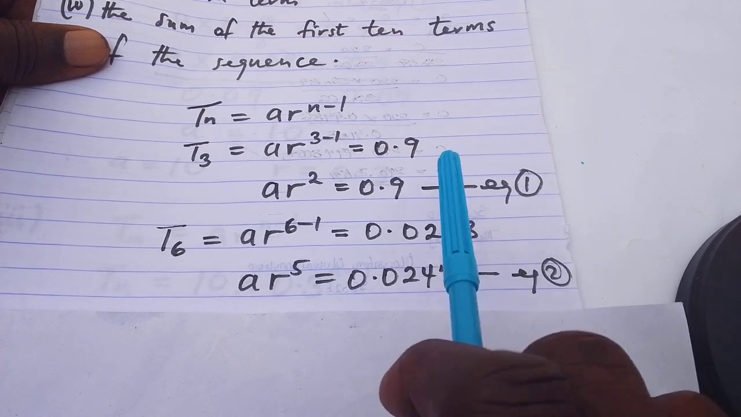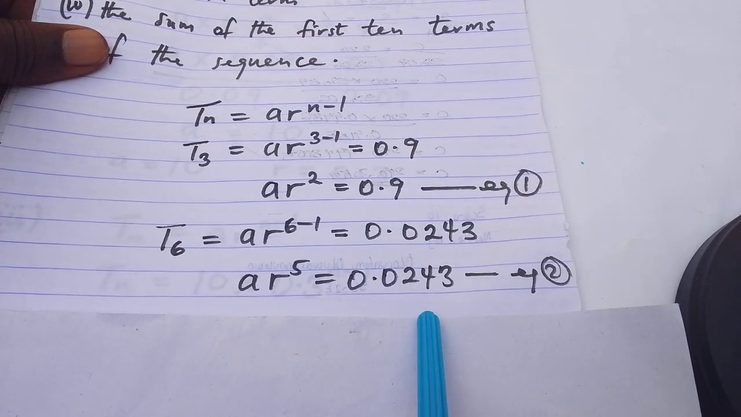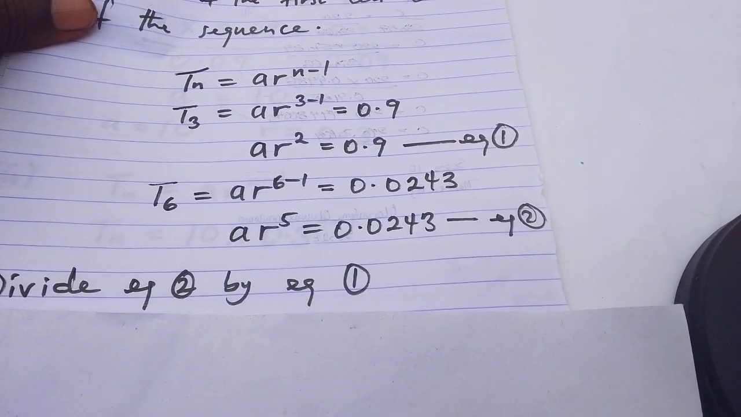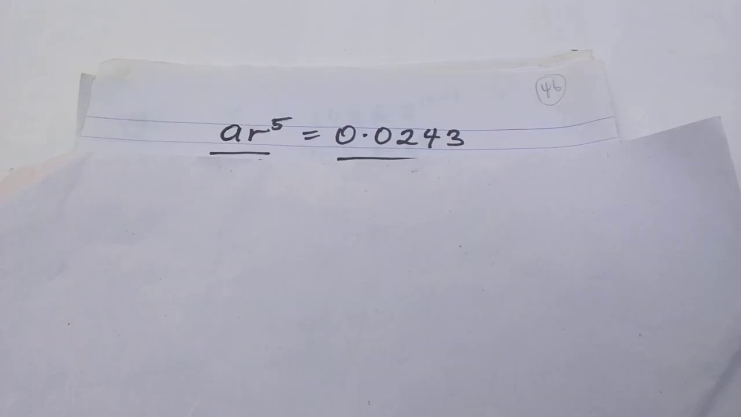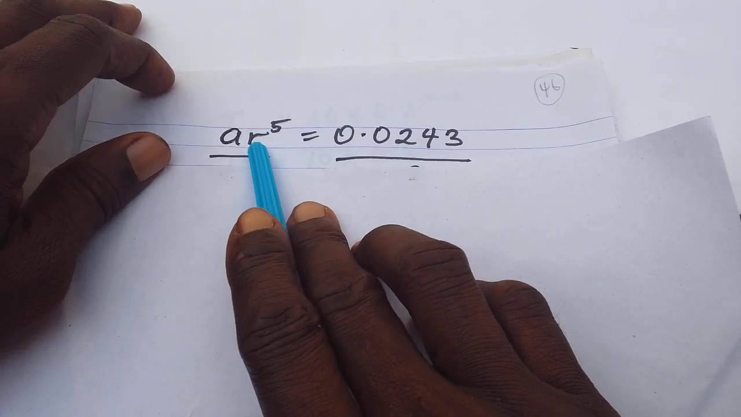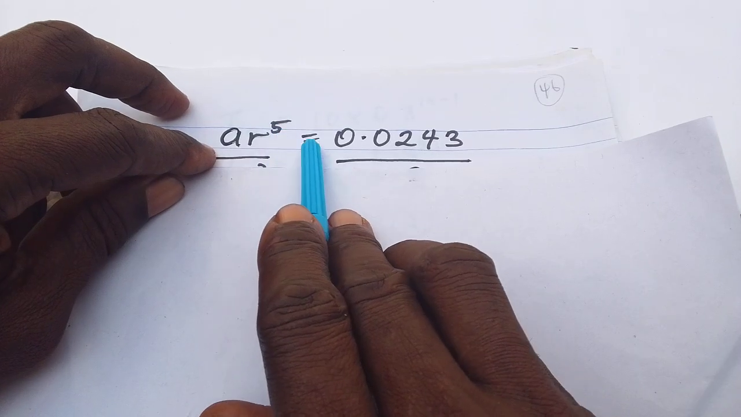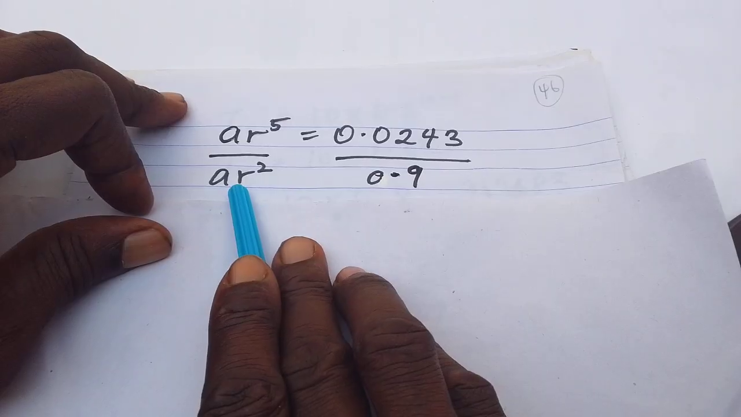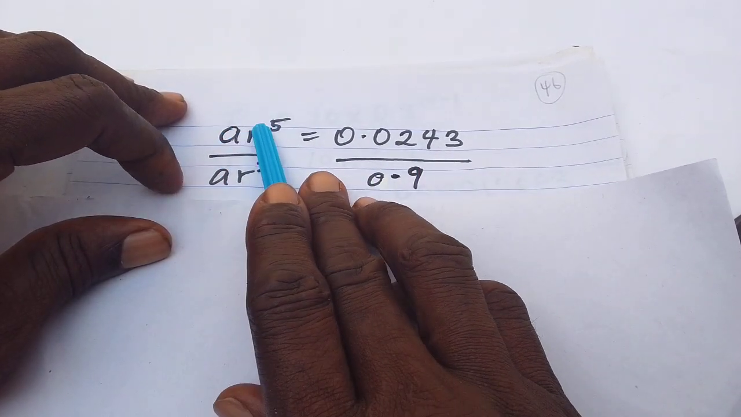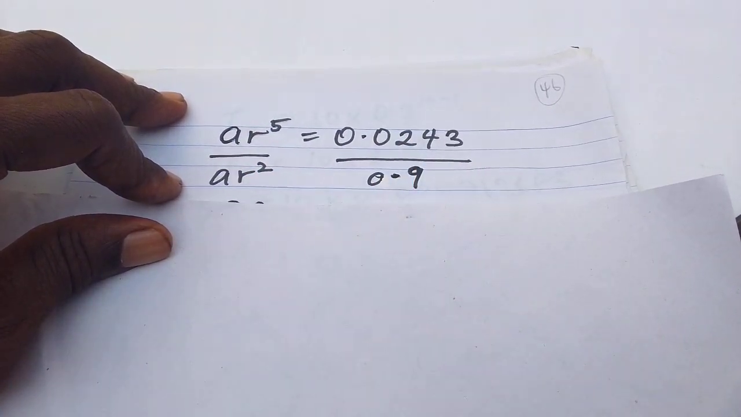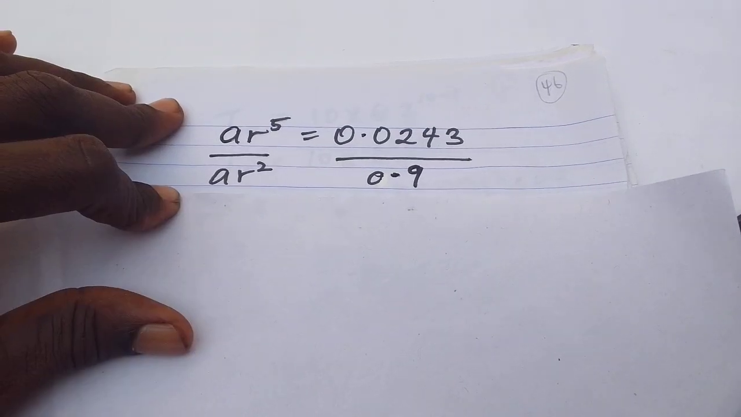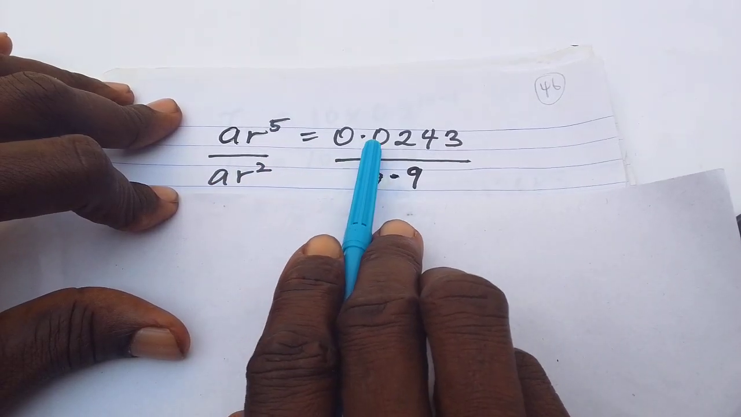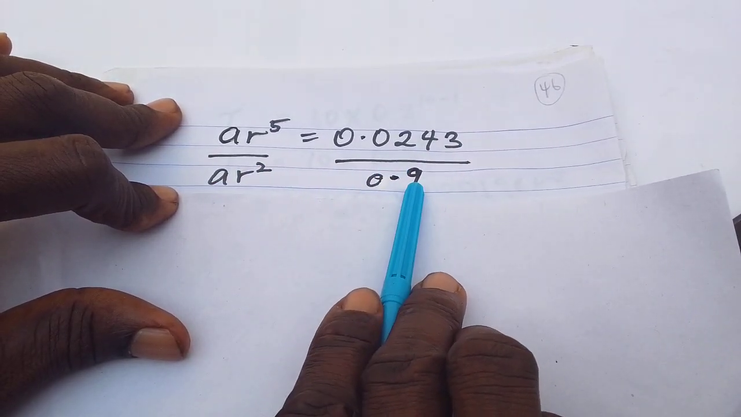So for us to be able to solve equations 1 and 2 simultaneously, you will divide equation 2 by equation 1. Equation 2 is ar raised to power 5 is equal to 0.0243. Our equation 1 is ar squared is equal to 0.9. So you divide them by each other. Now you have ar raised to power 5 divided by ar squared is equal to 0.0243 divided by 0.9.